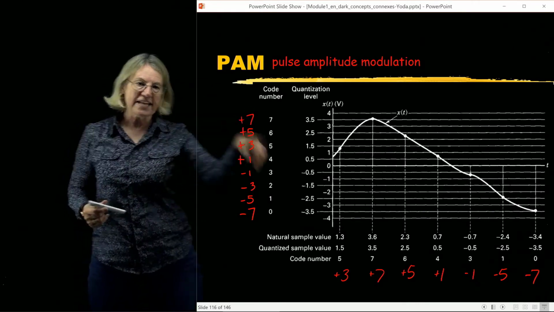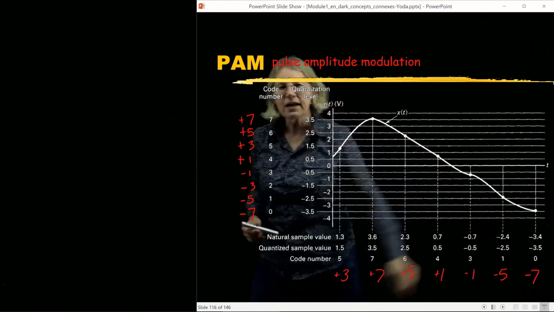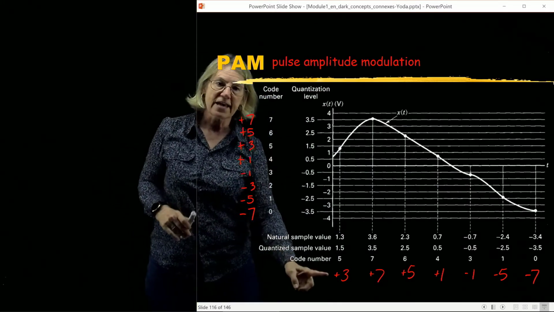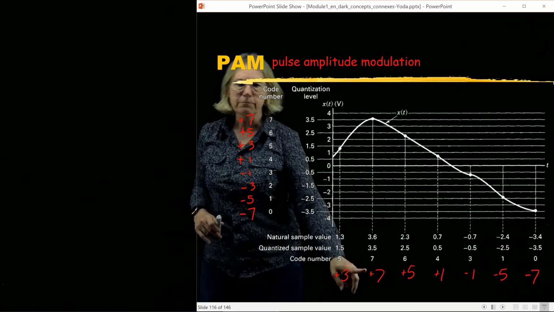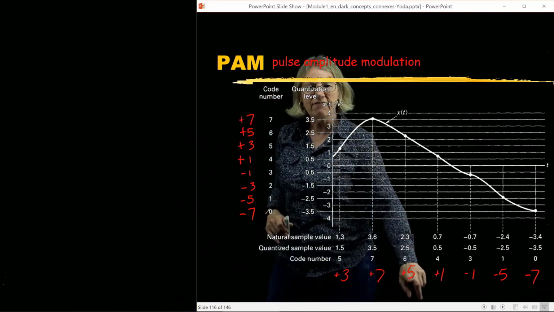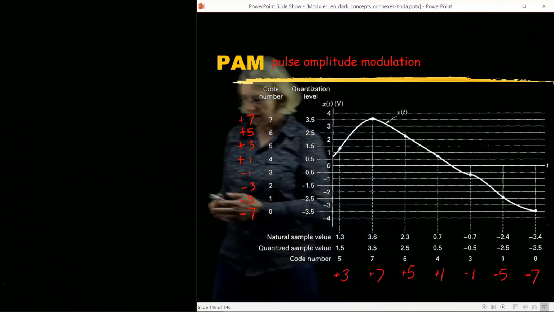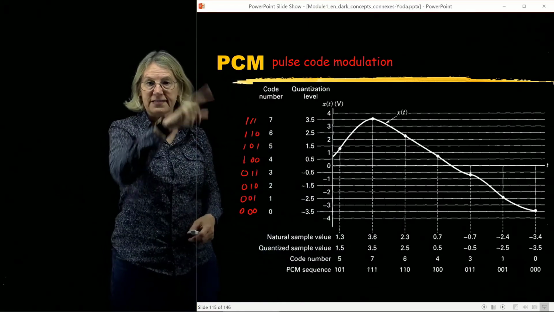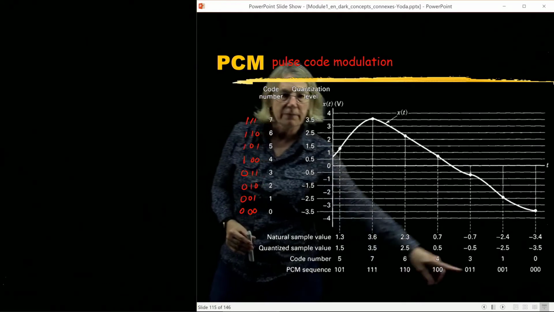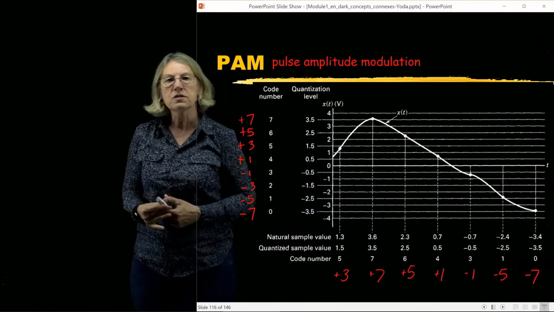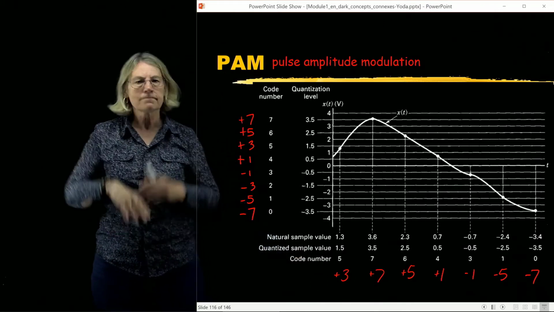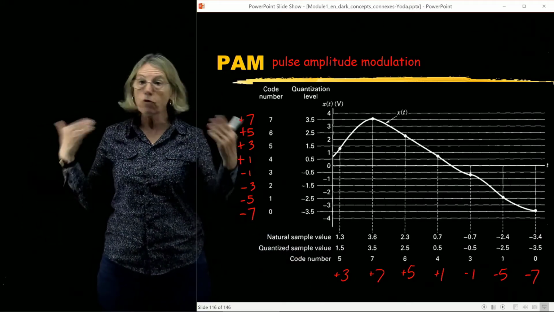Now, if I take this exact same analog signal and I want to transmit it with pulse amplitude modulation, no problem. I'll send amplitude 3, followed by amplitude 7, followed by amplitude 5, amplitude 1, amplitude minus 1. So I have these 2 options that I can use. I can use PCM and send a sequence of bits, or I can use PAM modulation and send different amplitudes. Real simple choice. They're both digital.